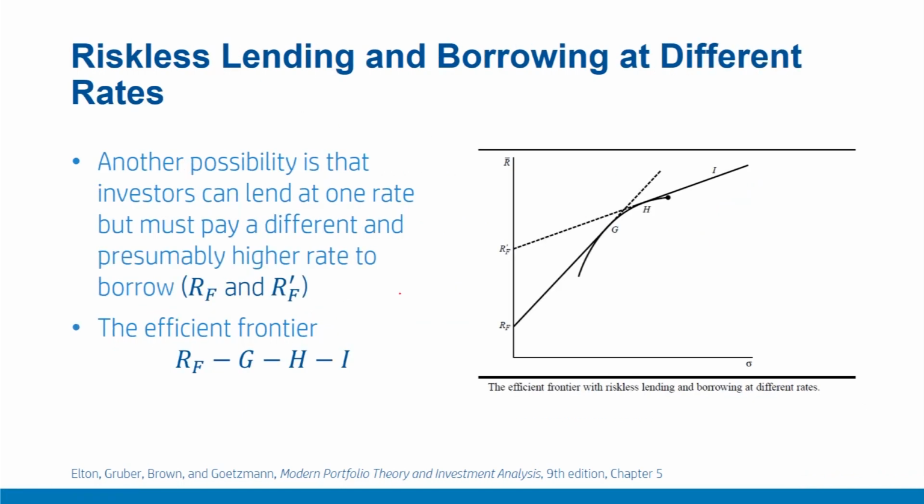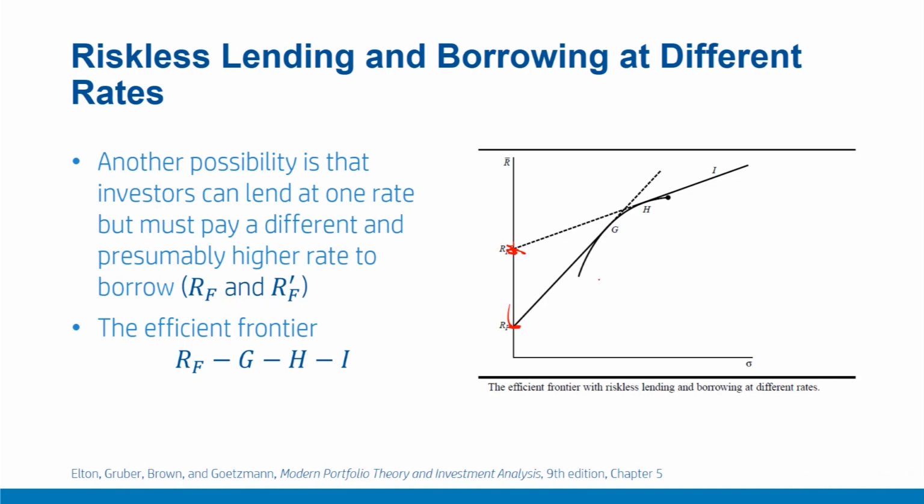Lastly, we'll discuss a special case where riskless lending and borrowing is allowed at different rates. This is a very practical case which we encounter in daily lives. The interest rate at which we borrow is usually much higher than the interest rate at which we invest. For example, you can invest at RF and borrow at RF dash. RF dash is higher than RF.